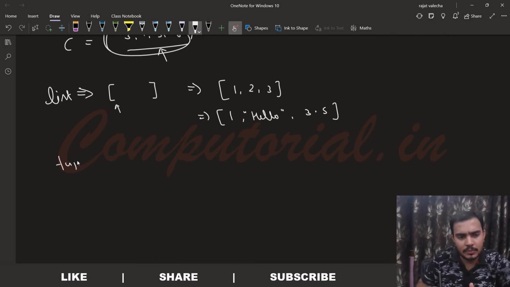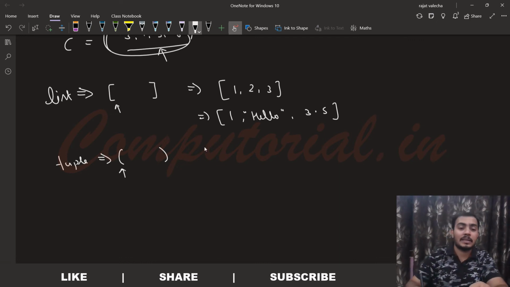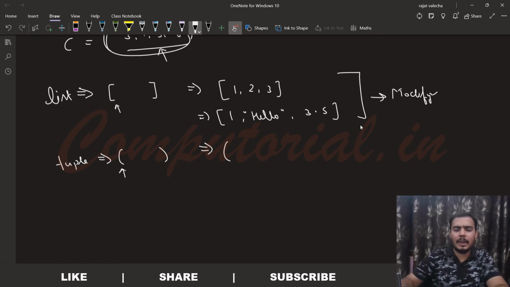Tuple is similar to a list. We have some minor differences that we will discuss in our next video. So in tuples, we have to use these brackets. We have to use parentheses in place of the rectangle brackets, and rest it is conceptually same. We have one minor difference. In list, modification of value is possible, but in tuples, modification of values is not possible.